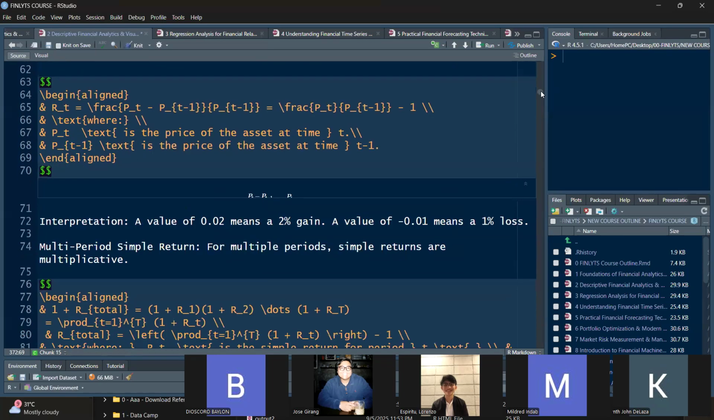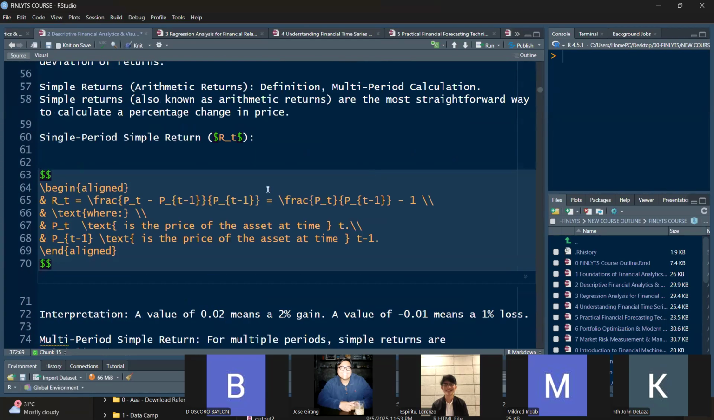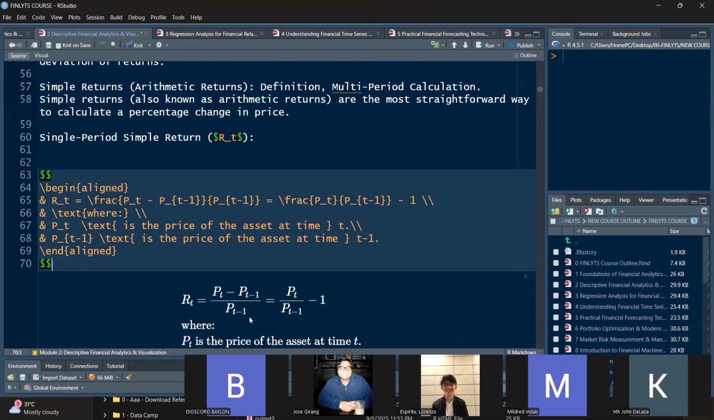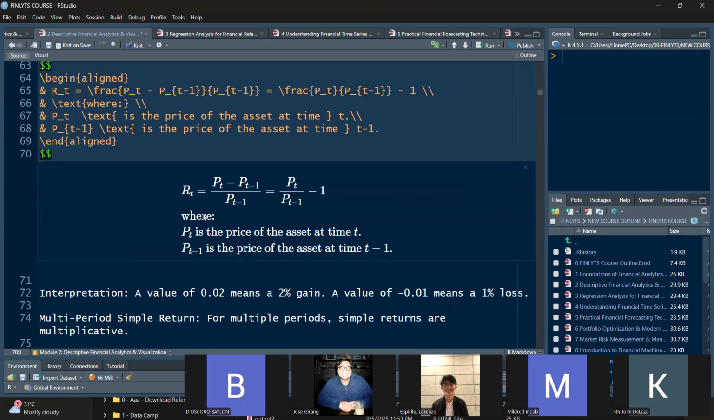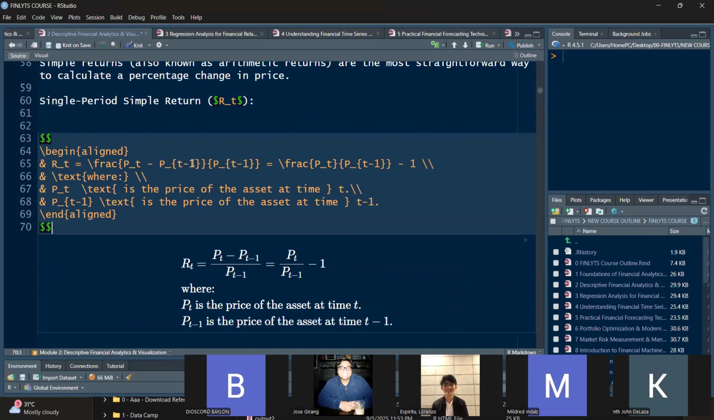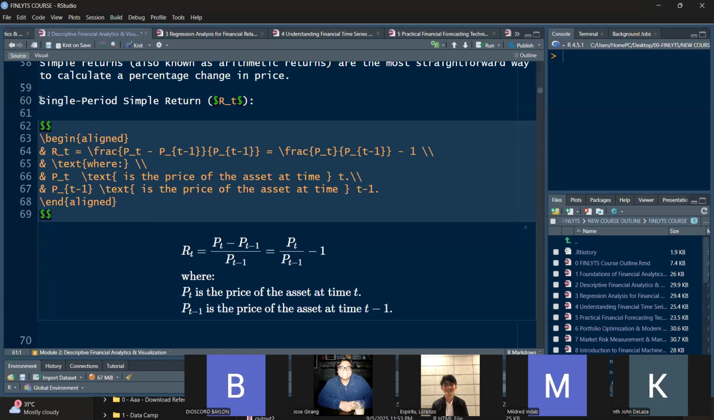Last time, we learned how to use LaTeX to show formulas in finance, just like this one. The return of an asset, R sub T. This is for a single period simple return. Okay, single period only.